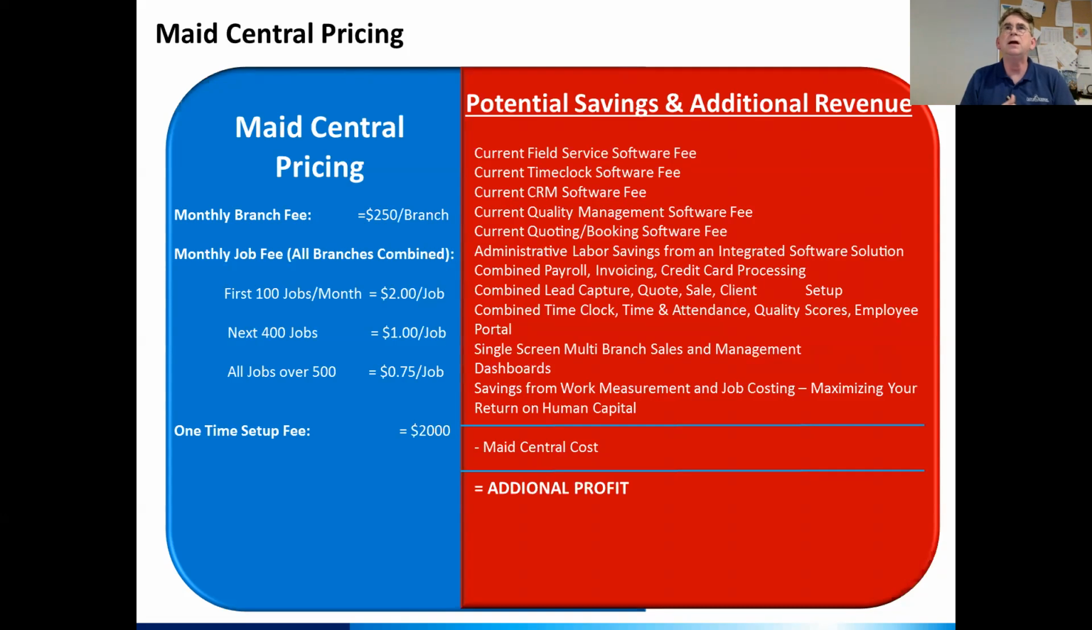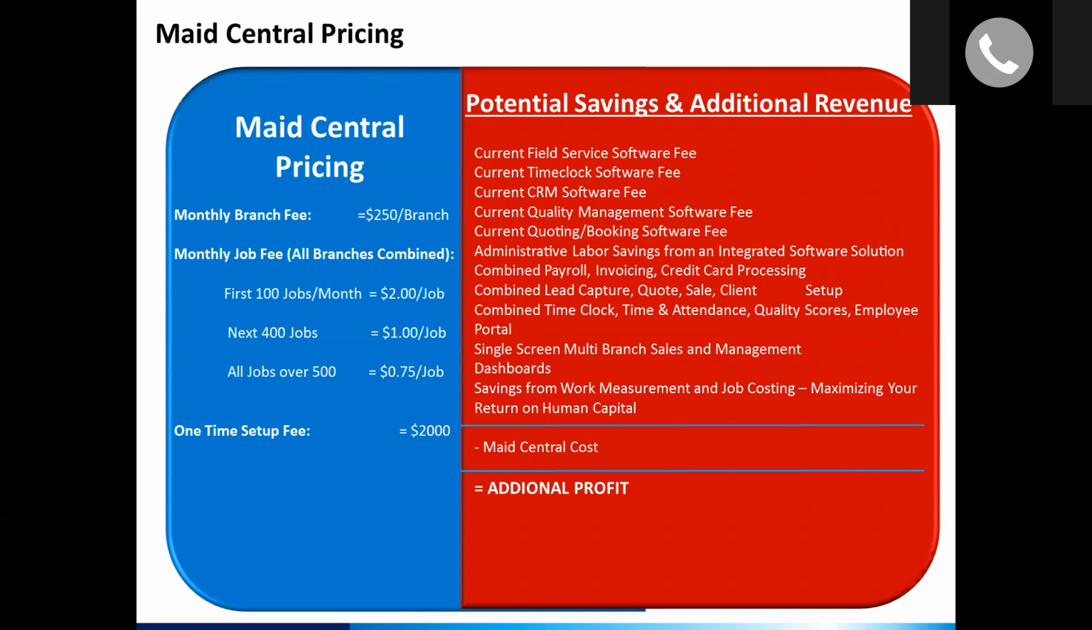If you're running an operation where you're doing a fair amount of jobs each day, there's real savings to be realized there. We're combining the payroll, invoice, and credit card processing. We're combining the lead capture, quoting, sales, and client setup process. We're combining time clock, time and attendance, quality scores, and the employee portal. All of those are examples of where we're creating admin savings and more efficiency.